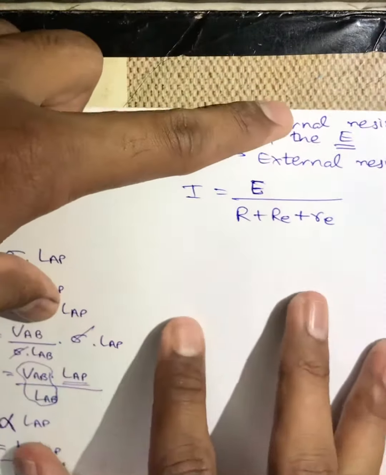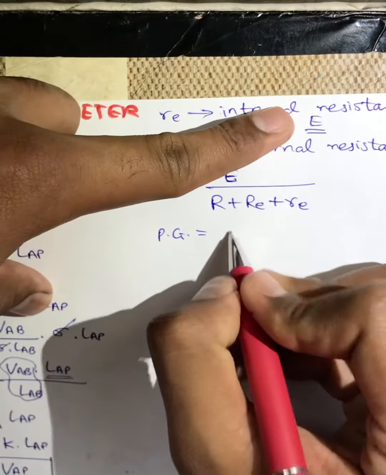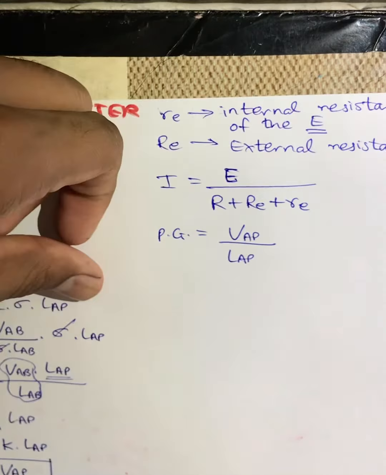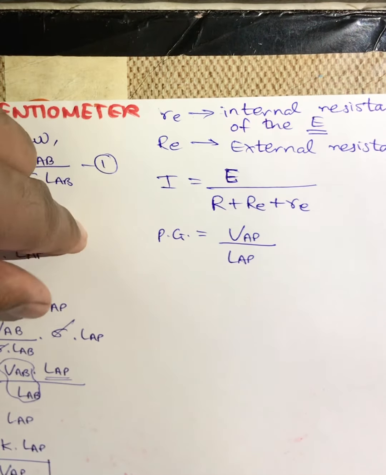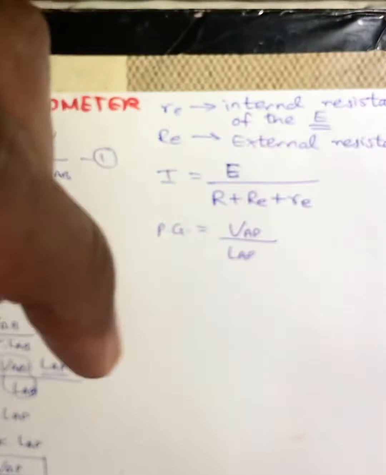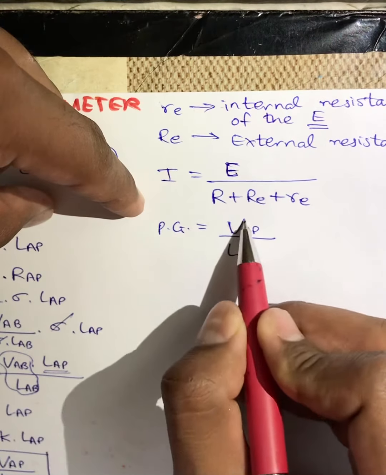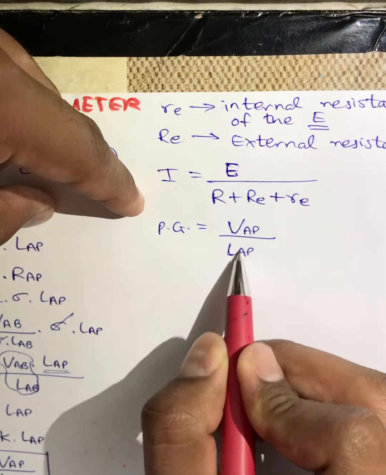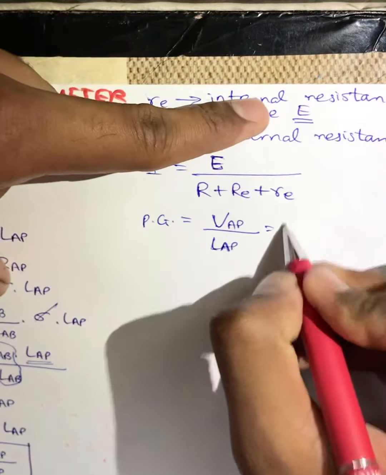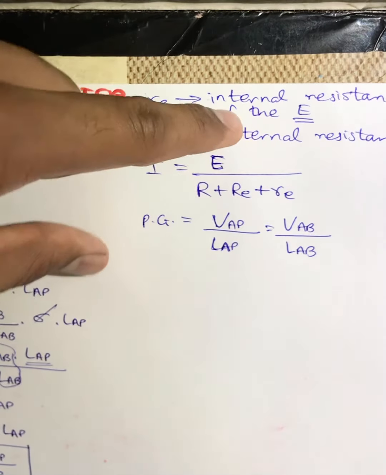Now the potential gradient value which we got from here is VAP upon LAP. So the potential gradient is equal to VAP upon LAP. Guys, what is potential gradient, which I mentioned at the start of the video, is nothing but the potential drop per unit length. So over here, the potential drop across VAP is divided by the length of AP. Similarly, we can say that the potential drop across VAB will be divided by the length AB.